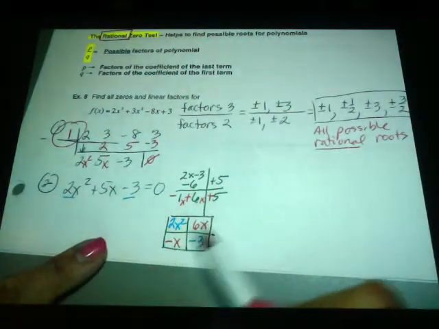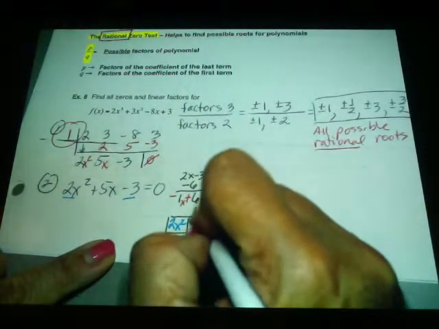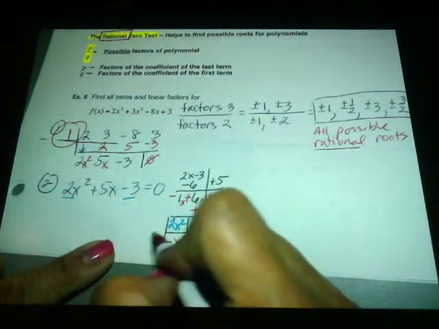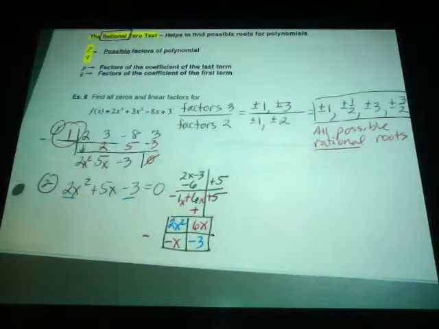Whatever the sign of these are, that's the sign that's going to be in your binomial. Because this one's positive, I know that this binomial, the middle sign is positive. Because this is negative, I know that the middle sign in this binomial is negative. So you can go ahead and put those out there immediately so you don't have to worry about signs.